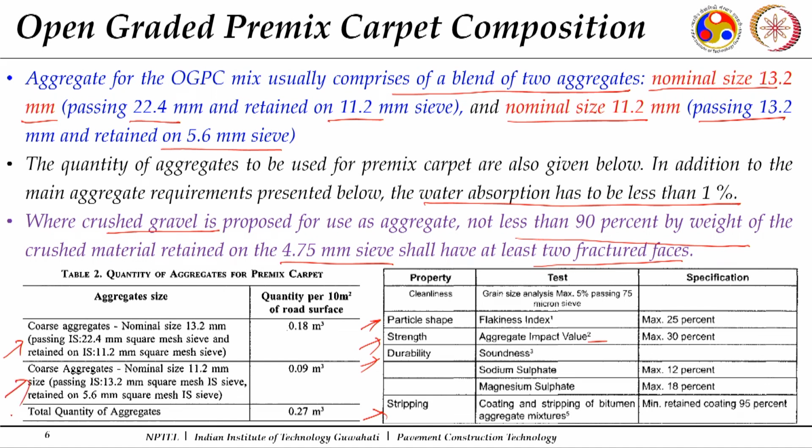So, it says, what is the quantity of aggregate which is required for premix carpet? For the first size, which is the one having 13.2 NMS, passing 22.4 and retained on 13.2, it should be 0.18 meter cube for an area of 10 meter square when it has to be premix carpeted. And the second size, which is the one passing 13.2 and retained on 5.6, should be a quantity of 0.09 meter cube, to be spread and laid in 10 meter square of area. So, a total of 0.27 meter cube of the aggregate has to be put in an area of 10 meter square.